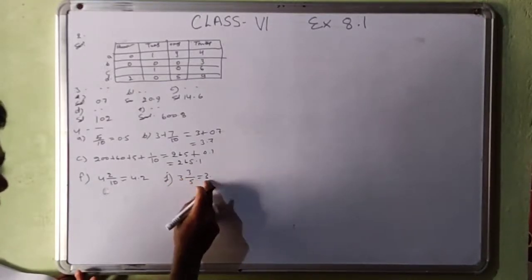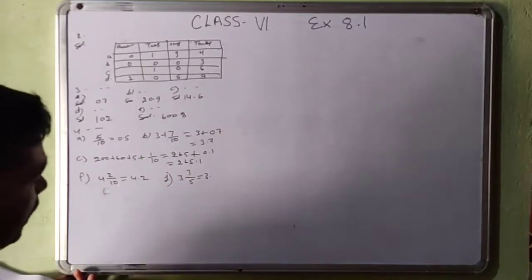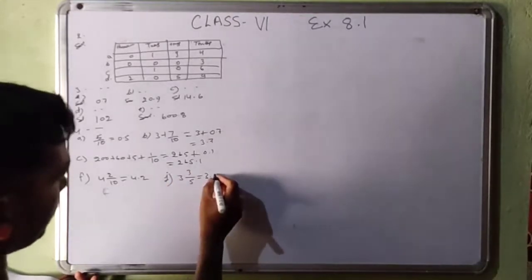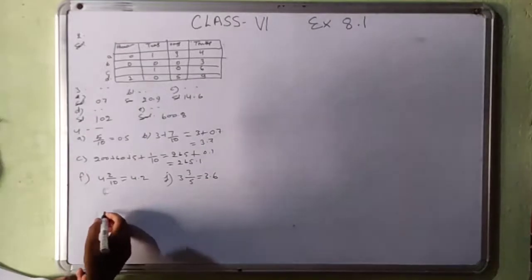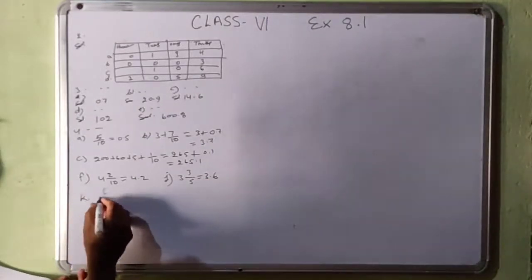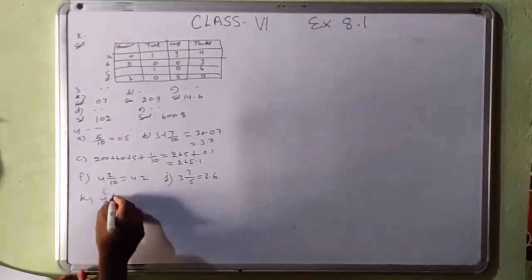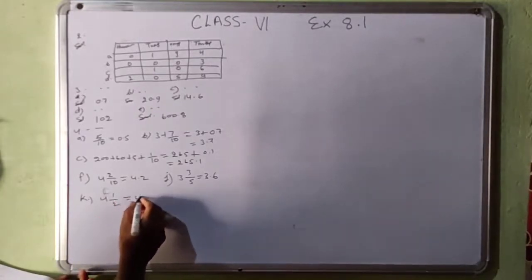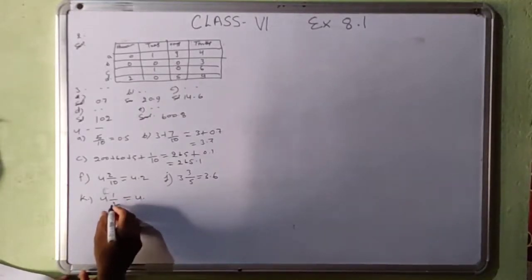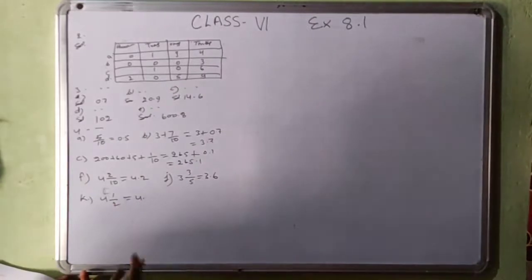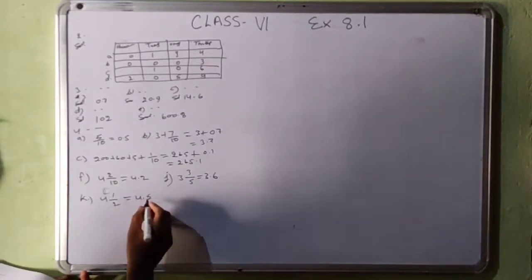This one has come similarly. And then when we divide 3 by 5, that will become 6. K part, 4 whole 1 upon 2. So 4 will remain the same, then decimal. When you divide 1 by 2, then that will become 2 5 ja 10, decimal 5.